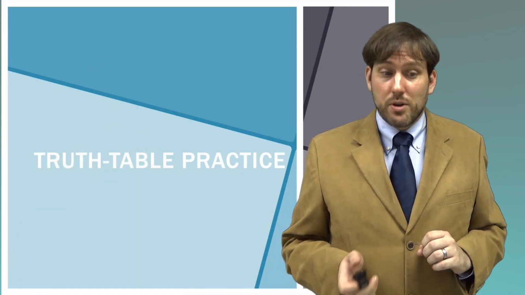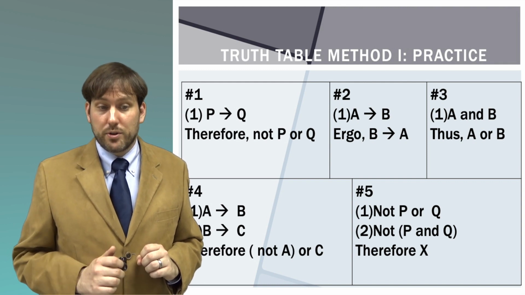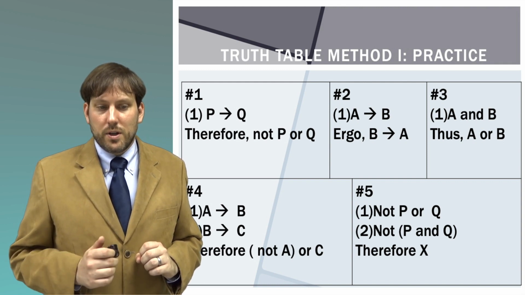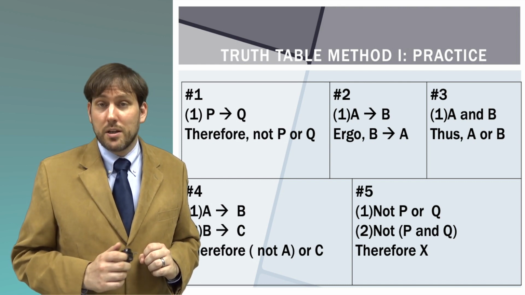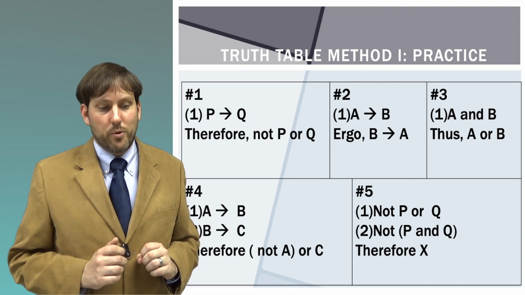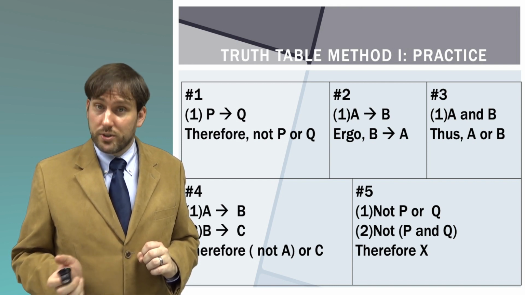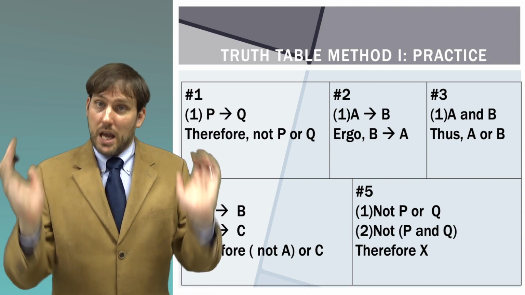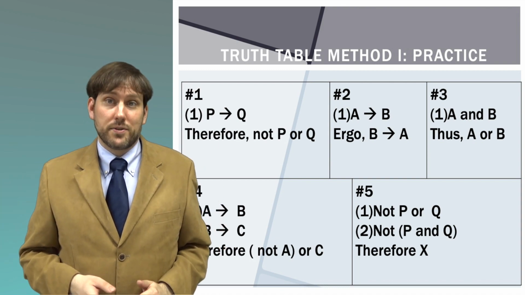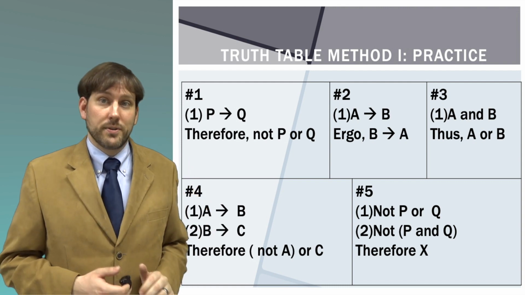Let's get some practice doing this. So here are our 5 arguments. 1. P implies Q, therefore not P or Q. 2. A implies B, ergo B implies A. 3. A and B, therefore A or B. 4. A implies B, B implies C, therefore not A or C. 5. Not P or Q, not P and Q, therefore X. So I'm going to show you how to do this for each of these 5 arguments.